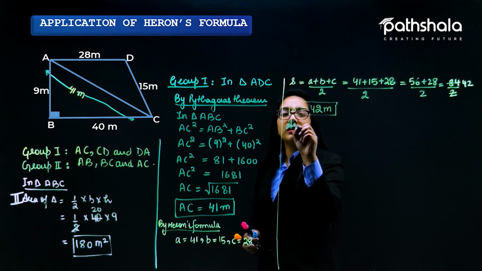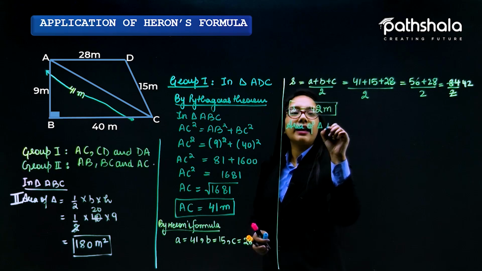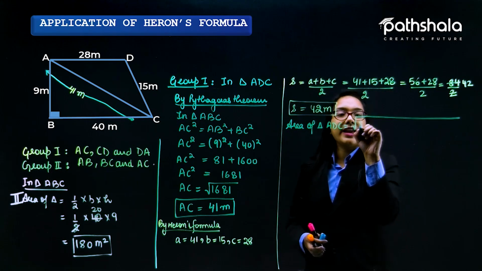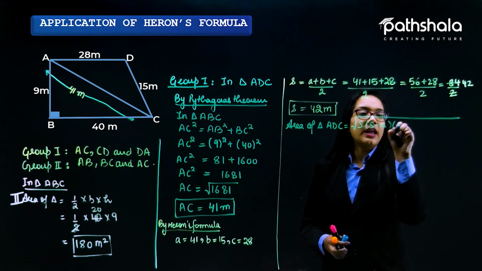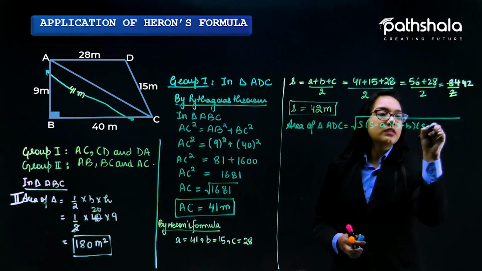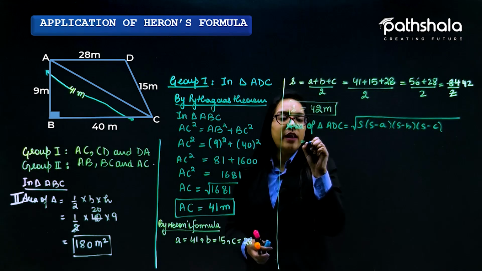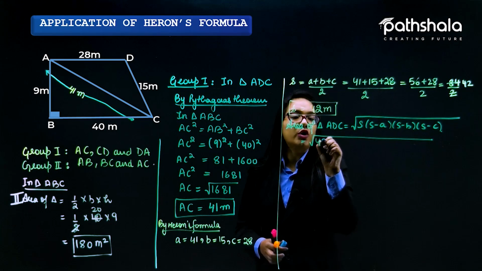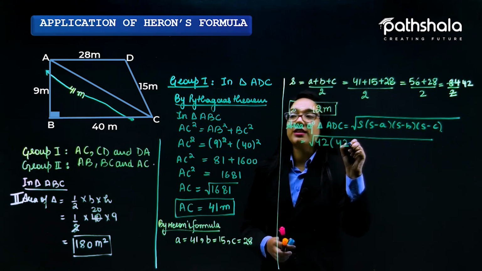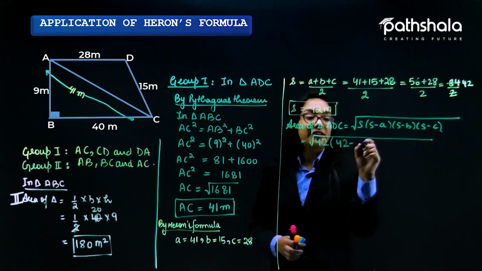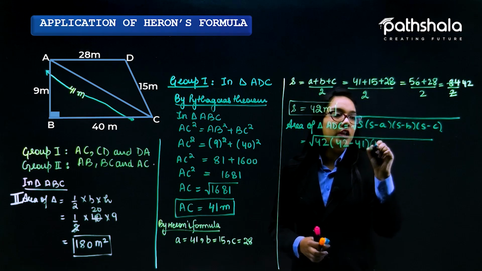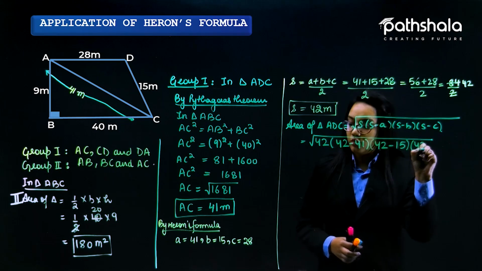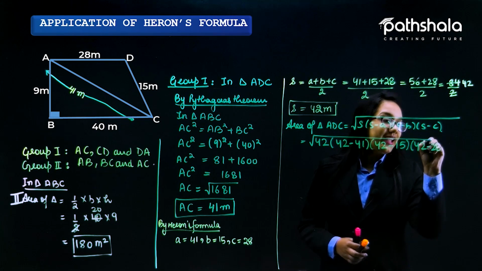So the area of the triangle ADC is equal to the square root of S minus A, S minus B, S minus C. Plug in all the values over here. This is the square root of S. What is the value of S? 42. 42 minus A. A is 41. We have taken A as 41. 42 minus 15. Further, we have 42 minus 28.